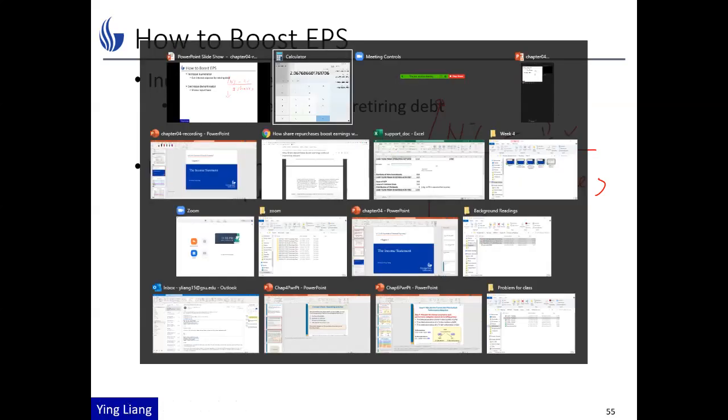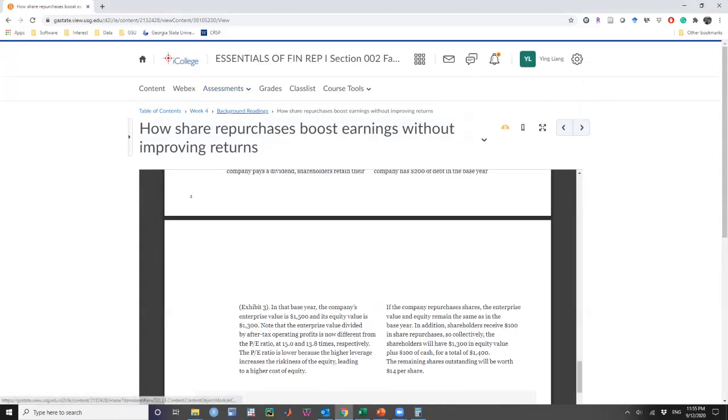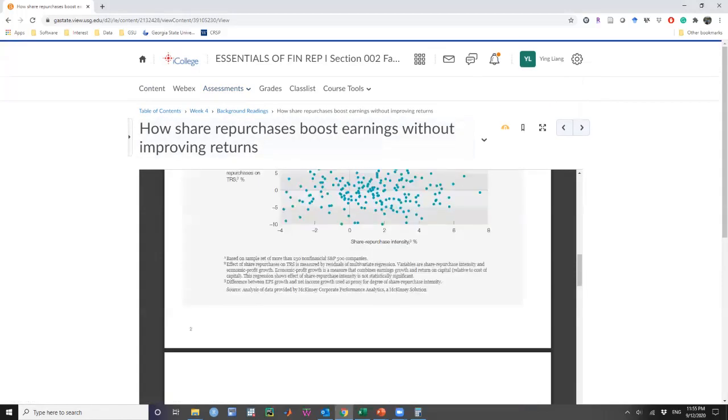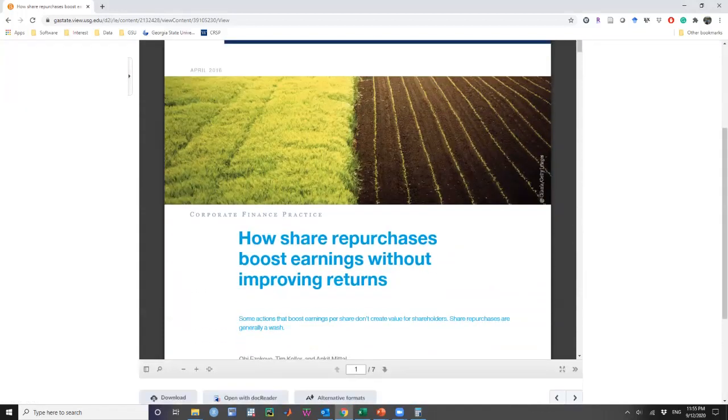I have a background reading in week 4. This is a report by McKinsey, and you can check it out. How they talk about how share repurchase boosts earnings without improving returns. It is very interesting.